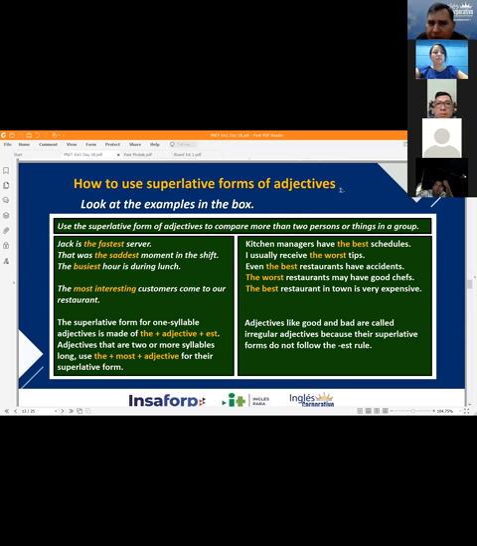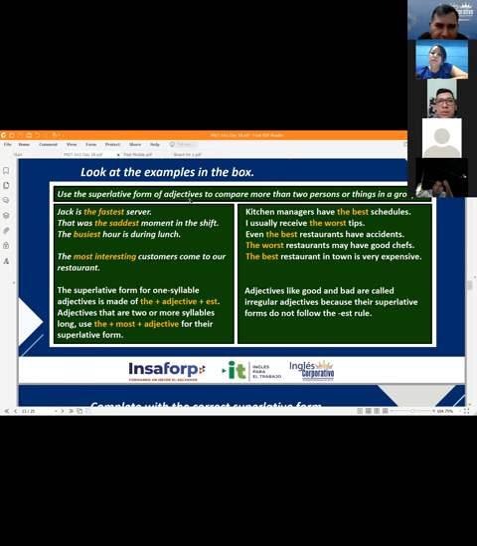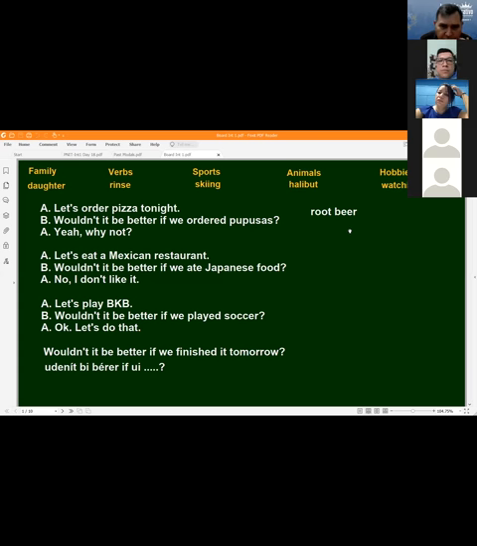Use superlative forms. Before the examples, it says use the superlative form of adjectives to compare more than two persons or things in a group. The superlative form for one syllable adjectives is made with the adjective and est. For long adjectives, we use the most. And the others are irregular. Adjectives like good and bad are called irregular because their superlative forms do not follow the est rule. Okay, let's see in the rule.